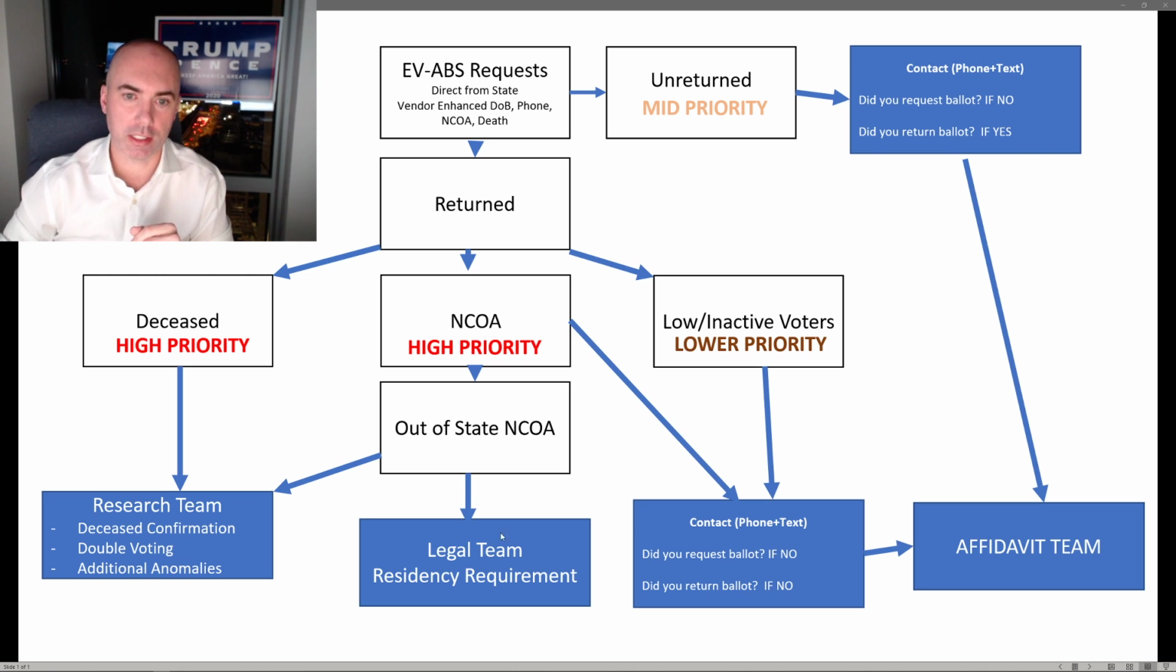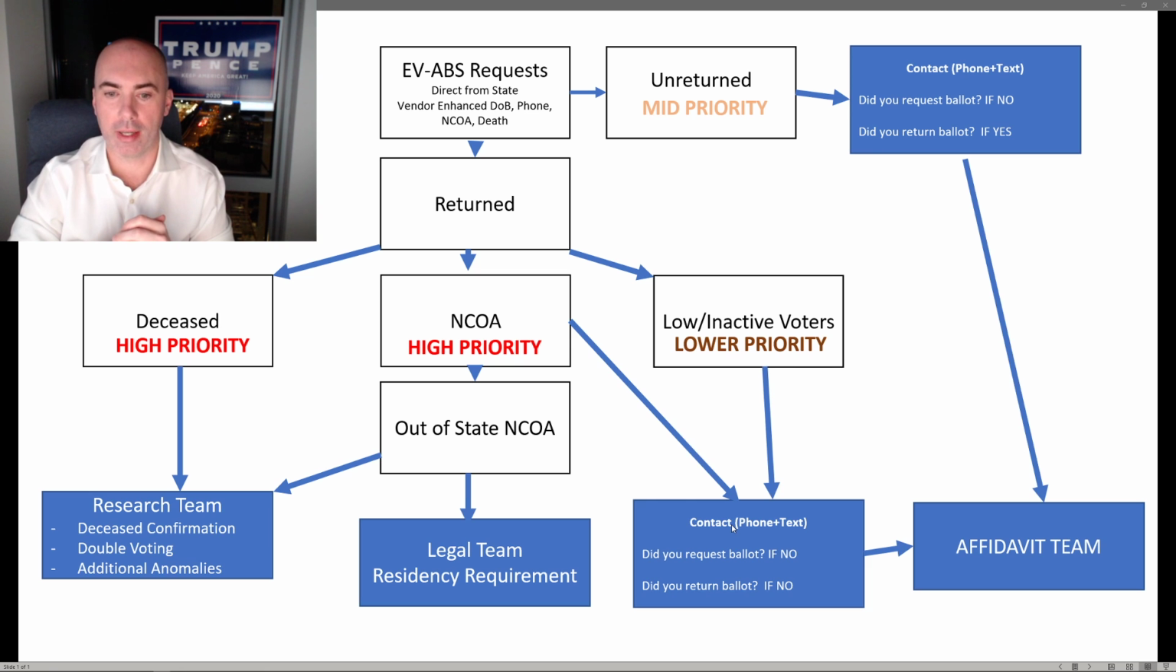Anybody that we found on our NCOA list that we were able to match a phone number to, our contacts team is going to reach out to them through phone and text to ask them two questions, the same two questions we asked the unreturned, but they were looking for a slightly different answer. We're asking whether or not they requested a ballot. If they said no, that's a big red flag. That means that they didn't request a ballot, yet in their name a ballot was requested, sent, and returned. Or somebody showed up at an early voting location, claimed to be them, and cast the ballot. That immediately gets them over to our affidavit team.